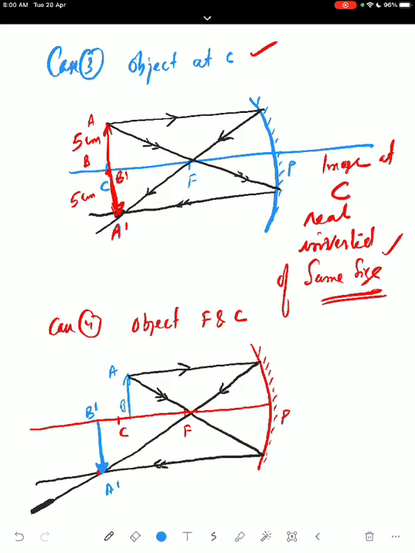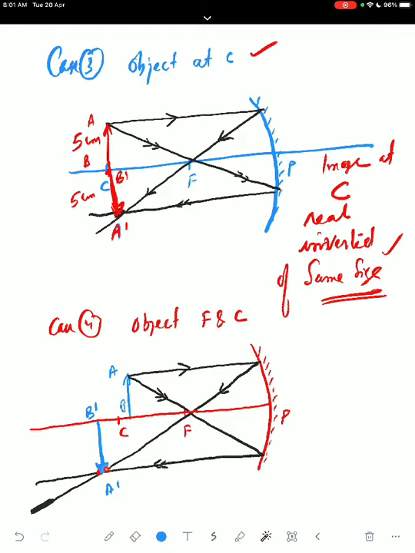So I repeat the two different rays. First, the ray parallel to the principal axis, which we have taken in all the cases, after reflection passes through the focus. The second ray is passing through the focus and becomes parallel to the principal axis. Both are meeting at this point A dash. So A dash B dash is the real inverted image.